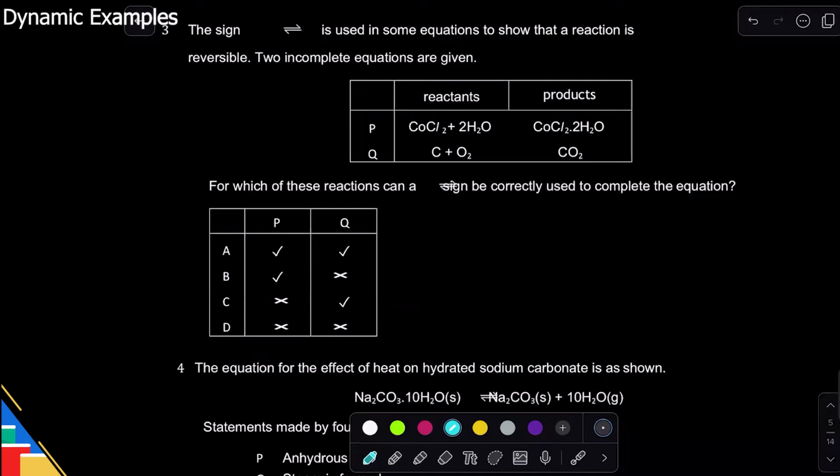The sign is used in some equations to show the reaction is reversible. Two incomplete equations are given. For which of these reactions can this sign be correctly used? Again, this one is reversible. This one is not reversible in normal conditions. So I will just say P. The reason I'm doing that is because of this dot. The dot is always for reversible reactions. For the rest of them, you need to look at the actual reaction itself to see if it's reversible or not. But any reaction with the dot is always reversible.